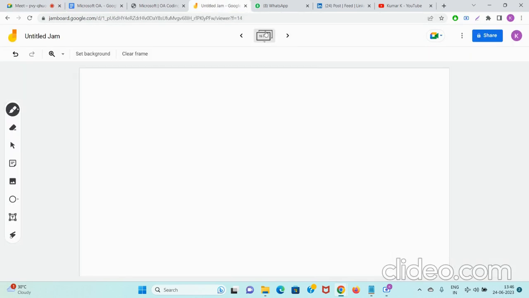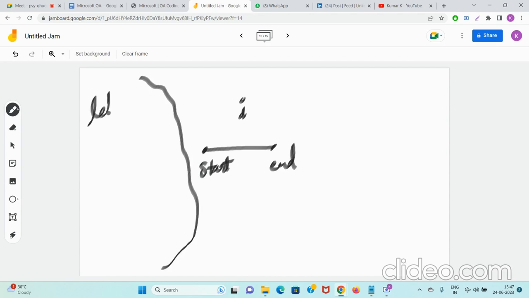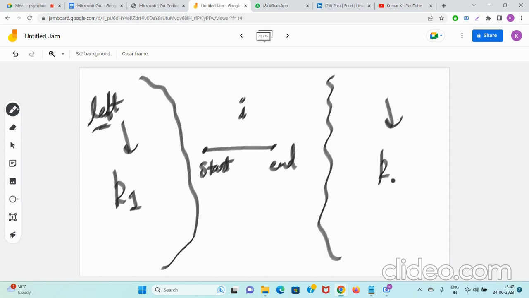The main solution is pretty simple. So you are at an interval I, right? Start pointer, end pointer. Now you know how many intervals on the left will not touch you. Let's say the number of such intervals is K1. All these guys will never touch you. And say there are K2 guys on the right which will never touch you. This is our interval I.